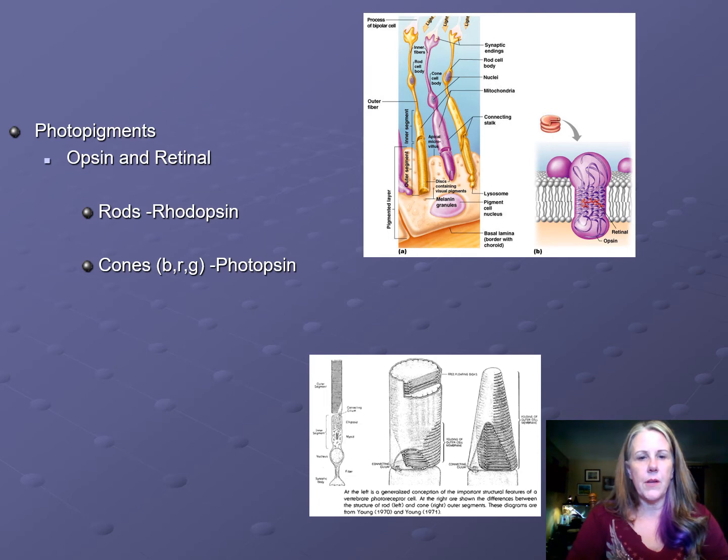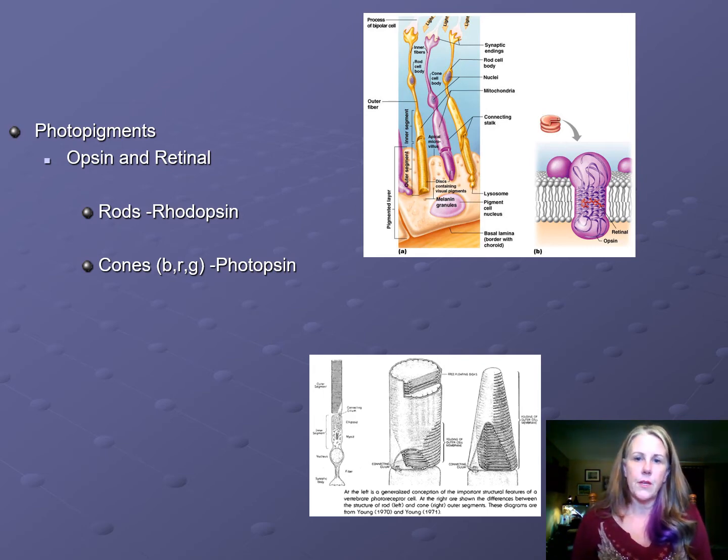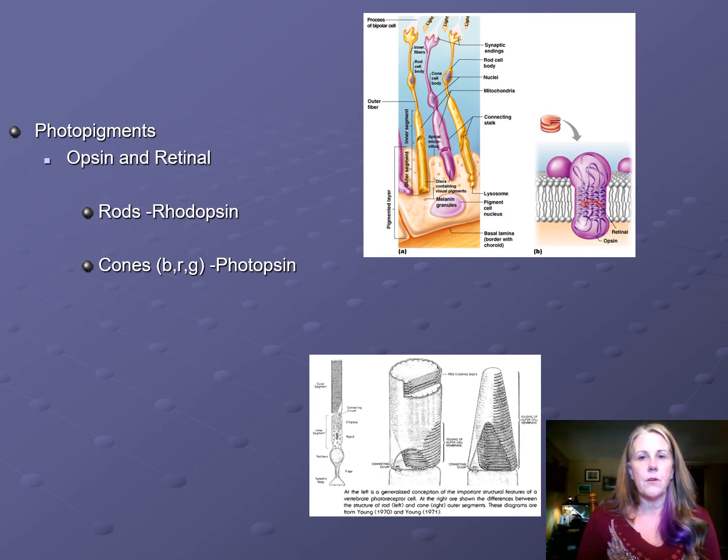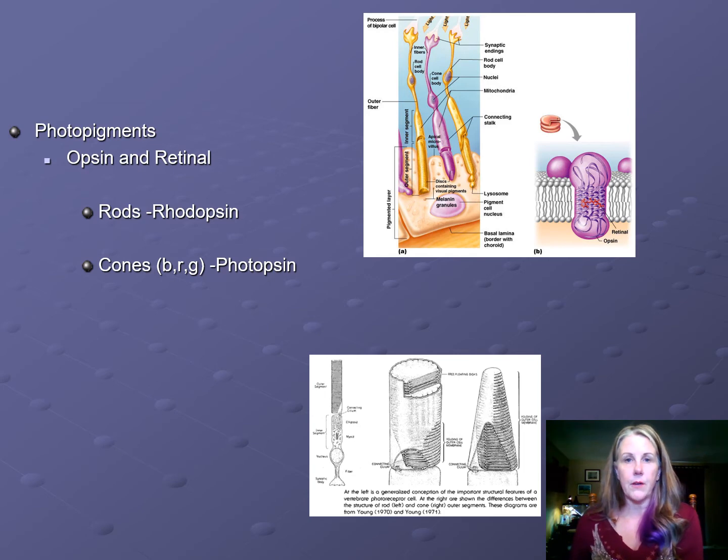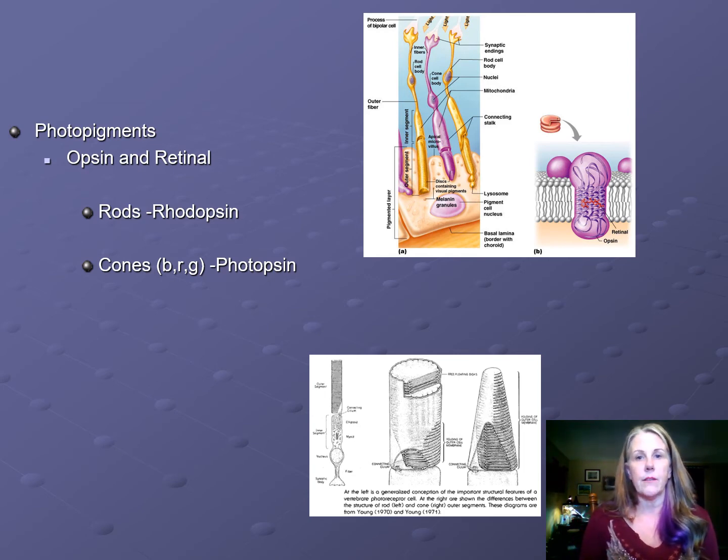Now we're going to talk a little bit about the photopigments. Now I want to take you into the retina. Into the retina, we have the photoreceptors. Inside the photoreceptors, we find photopigments. Photo just means light. So with light as the stimulus for vision, remember I said that there's lots of different stimuli that will activate receptors. In this case, it is light that is going to activate a receptor.